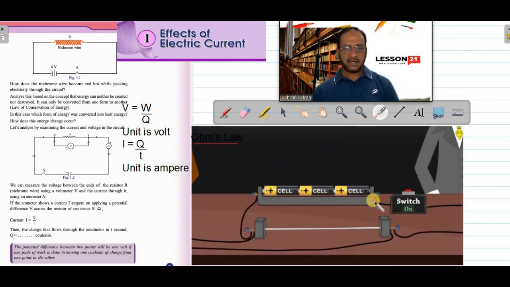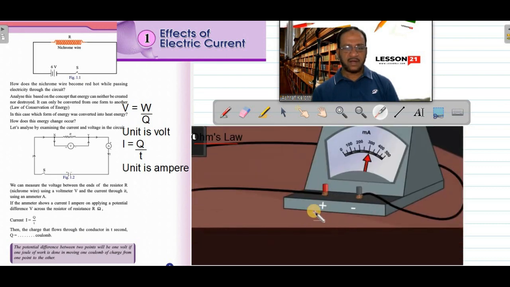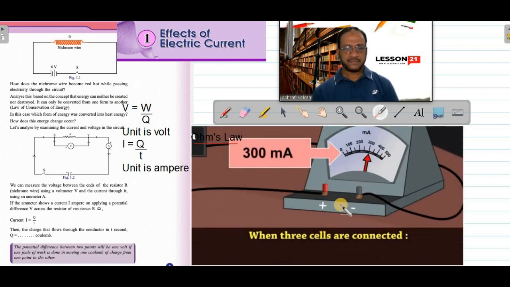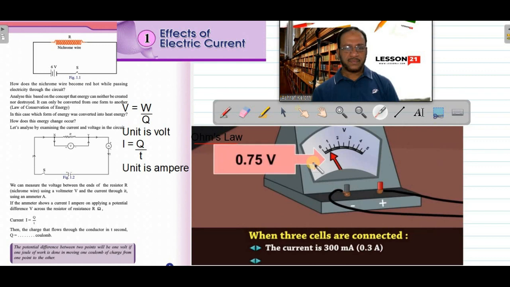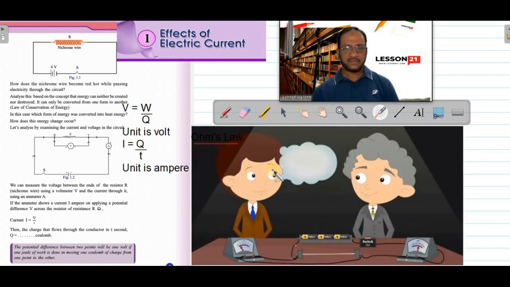Now 3 cells are connected. We cannot see the number of electrons because they are moving very fast. And the current increased to 300 milliampere, and the potential difference also increased to 0.75 volt. Okay, it is amazing.